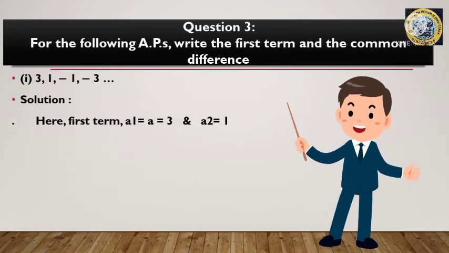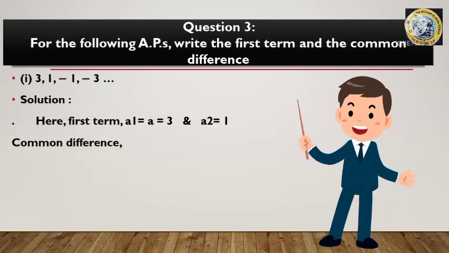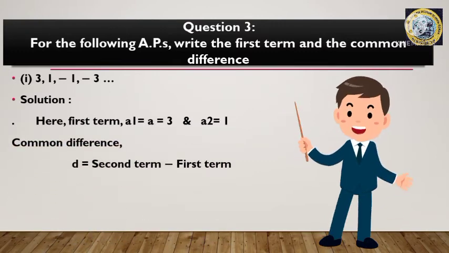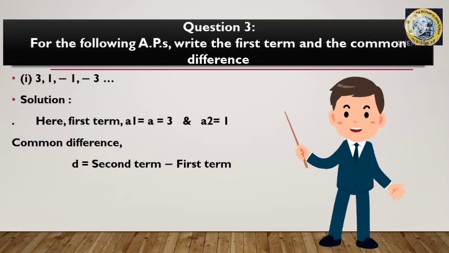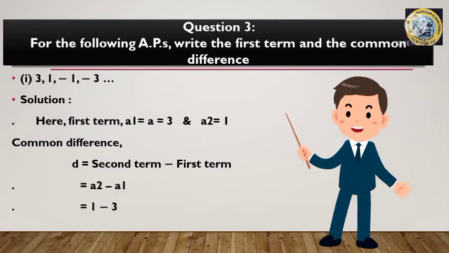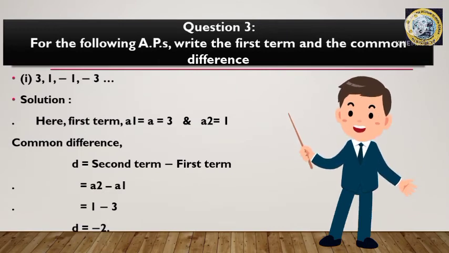Solution. Here the first term, that is A1 is equal to A is equal to 3, and A2 is equal to 1. Therefore, the common difference D is equal to the second term minus the first term, that is D is equal to A2 minus A1, which is A2 value 1 minus A1 value 3. Therefore 1 minus 3, we get D is equal to minus 2, which is the required answer.